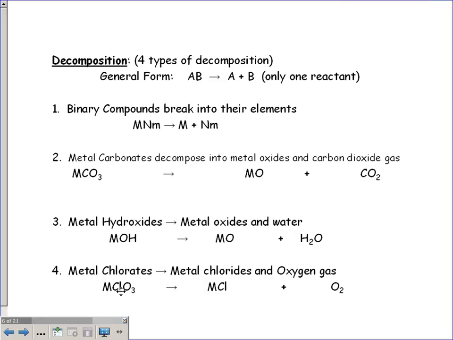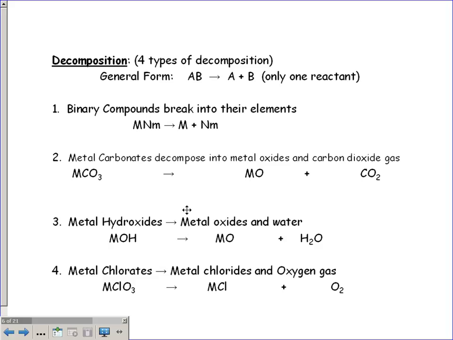Alright, so decomposition is going to be our second type of chemical reaction. Decomposition is exactly what it sounds like. I'm breaking down into my pieces. I'm decomposing. The general form is going to be AB, so a compound breaking down into A plus B. It's two pieces. And the classic identification of a decomposition reaction is that it only has one reactant. Whereas synthesis only has one product, decomposition is the exact opposite.